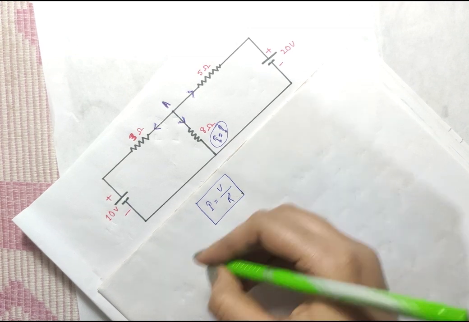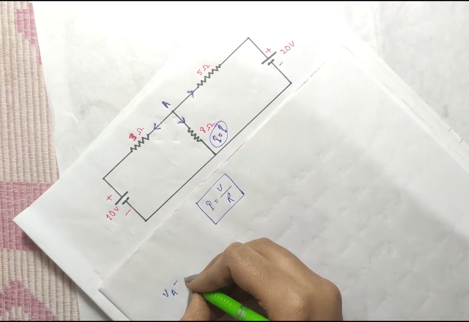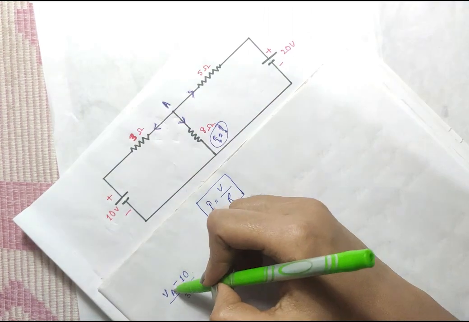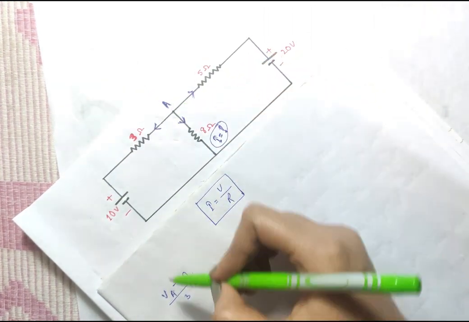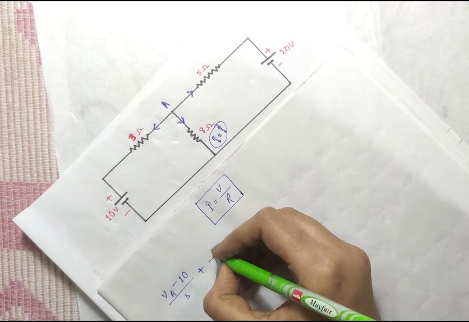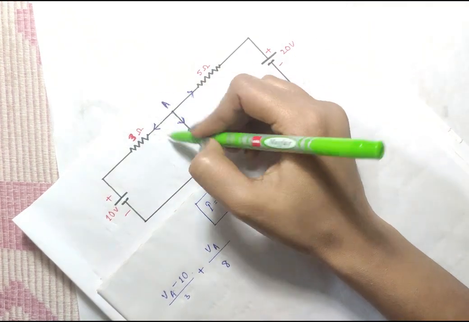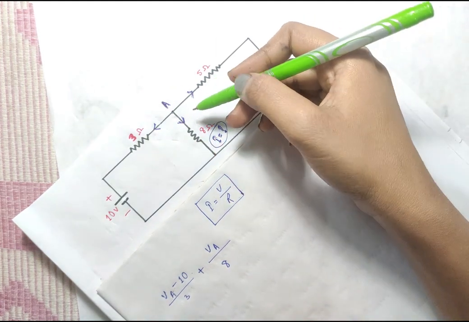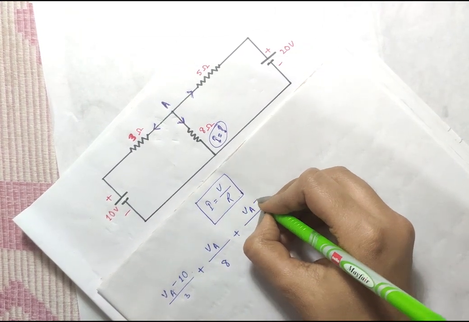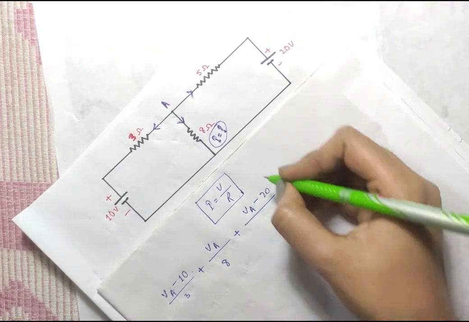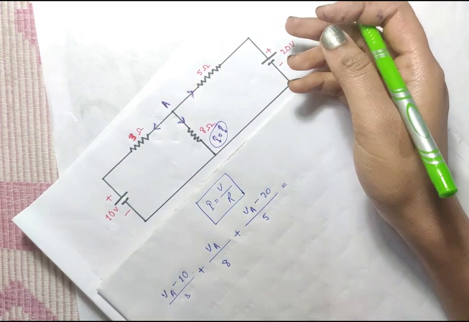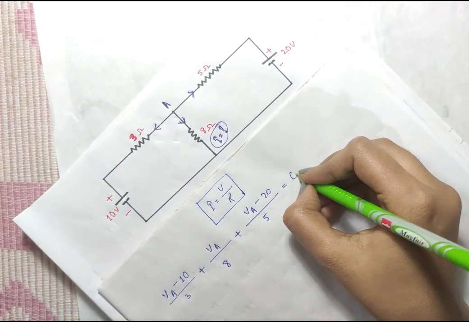according to this we will get (VA minus 10) divided by 3, that is VA is the voltage at this node A minus this 10 volt divided by this 3 ohm resistance, plus VA by 8, since here we do not have any voltage source, plus (VA minus 20) divided by this 5 ohm resistance is equal to 0, since we do not have any incoming currents other than these outgoing currents.